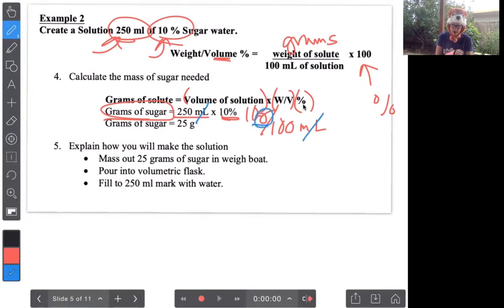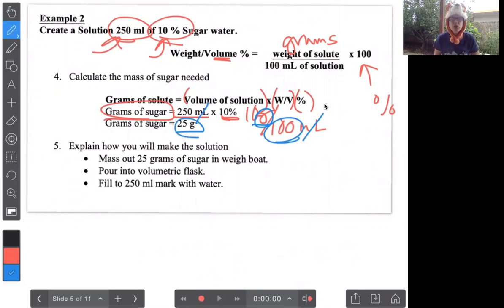We do 10 times 250, which does not equal 25 grams. Oh, yes, it does. Wait, I forgot. We have to also divide by the 100. That gives us the 25 grams.